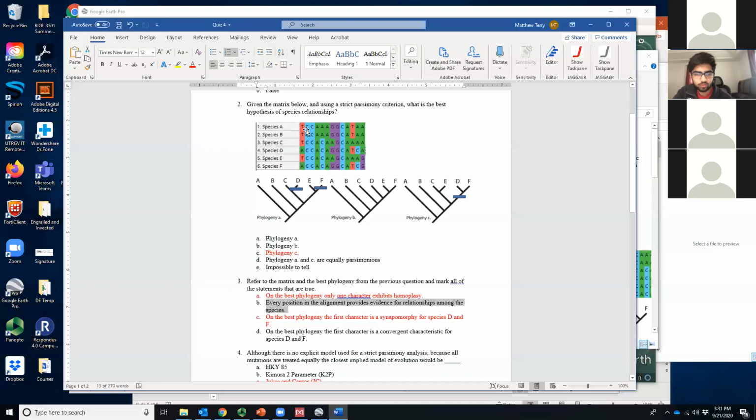All we do is look at it and say, oh, character 2, for instance, everybody has a C. That doesn't give me any information about relationships. And for characters 2, 3, and 4 there's no information for parsimony analysis, because all the species are the same. So it doesn't give us any information about relationships.